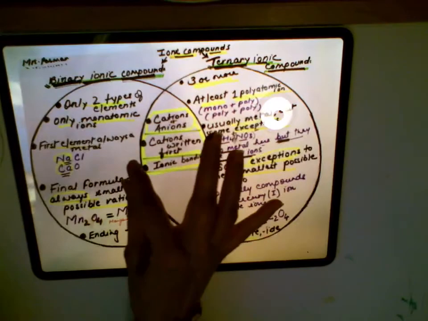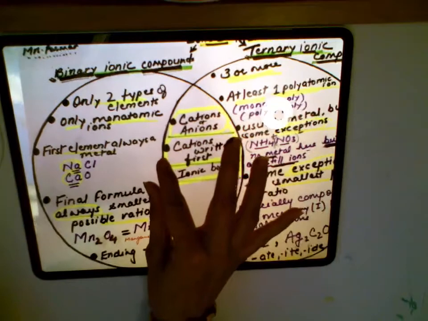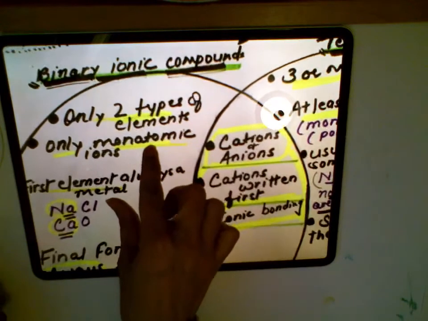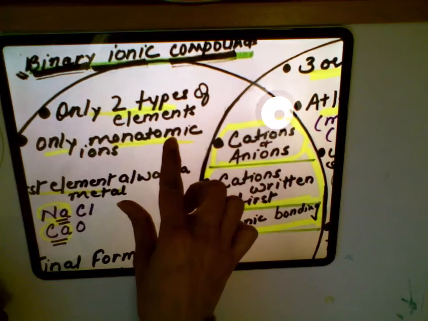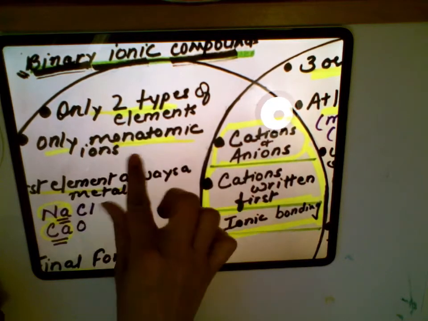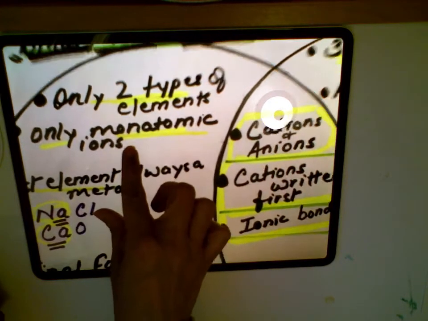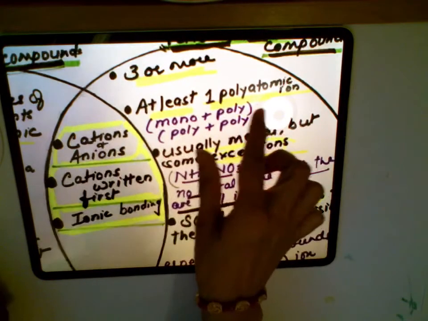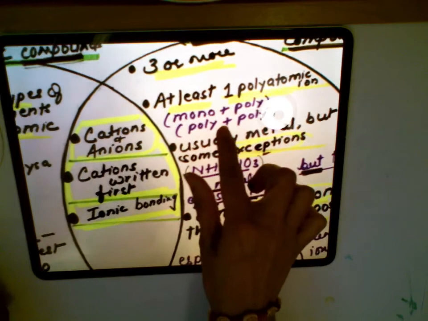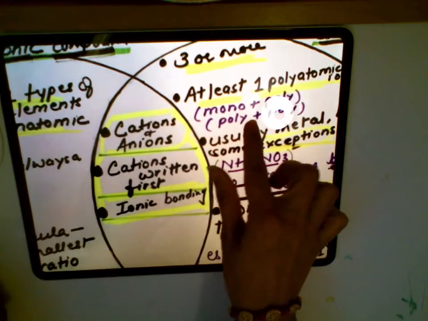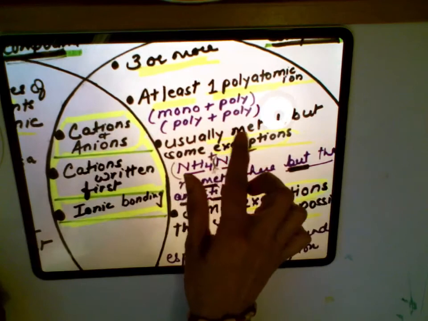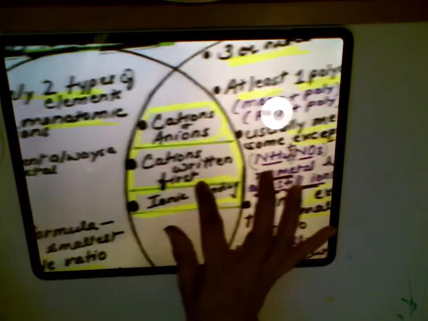Let's compare binary and ternary ionic compounds quickly. So binary, we use only 2 elements. They show only 2 elements and just monoatomic ions. Ternary have to have at least 1 polyatomic ion. Okay, monoatomic and polyatomic, or it could be polyatomic and polyatomic, only polyatomic ions.